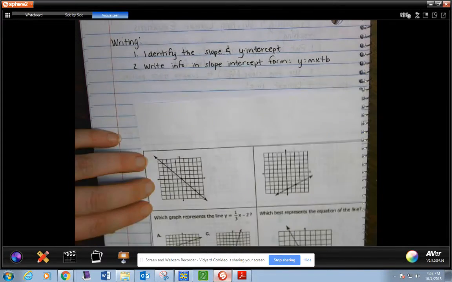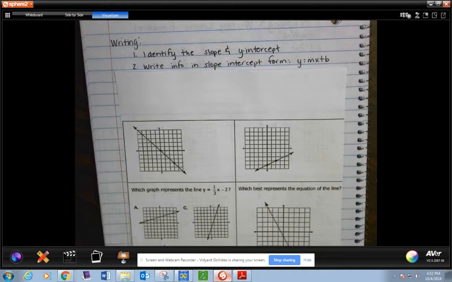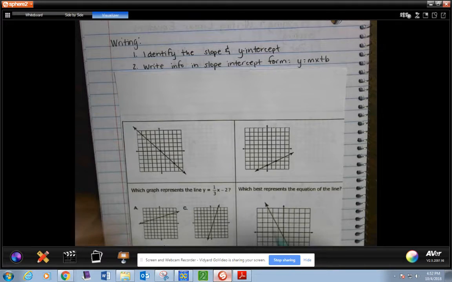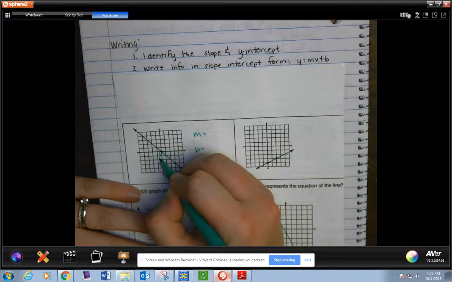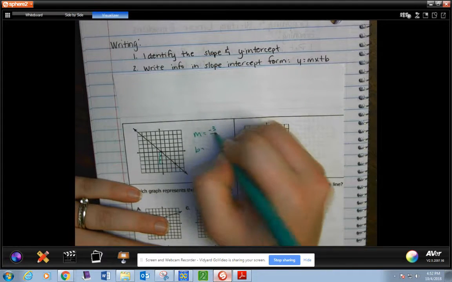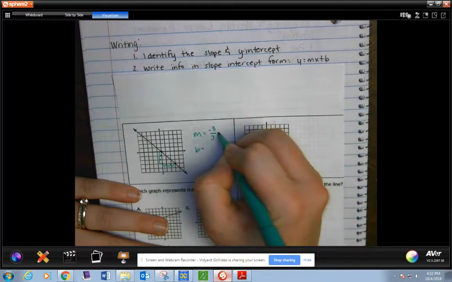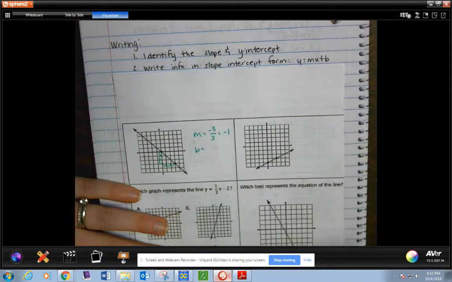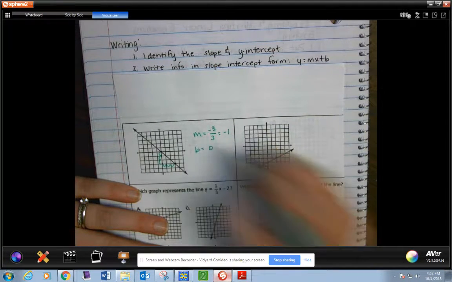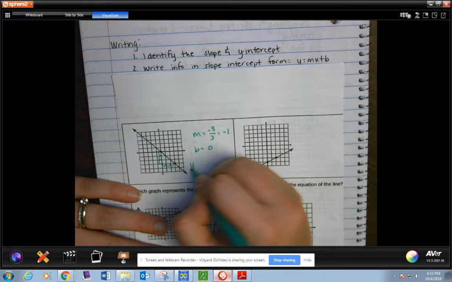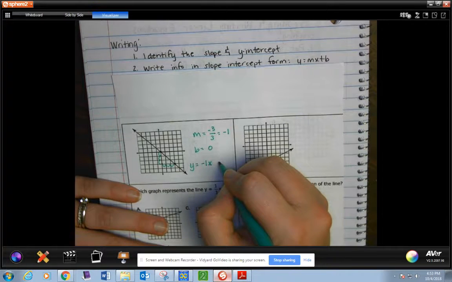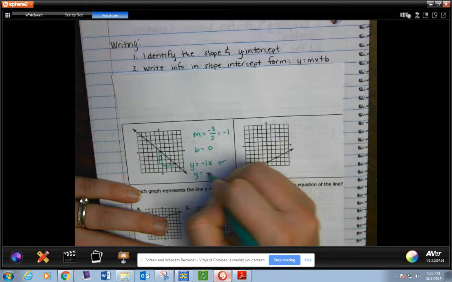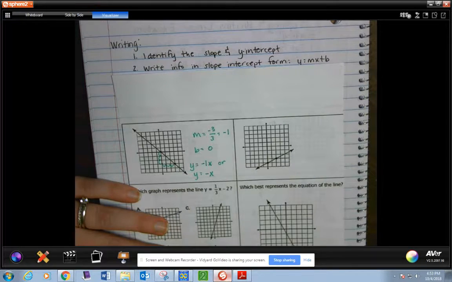Flipping to the back of these, you've got 2 more of these, and then you just have to read through and see which answer choices make sense for the next 2. Okay, so starting with my slope, you have to drop. So you're going down 3, and you're running 3, and -3 over 3 amounts to -1. The y-intercept is right at 0. So I'm going to have y equals -1x, and you don't write plus 0, or you can have y equals -x, whichever way you want to write it.